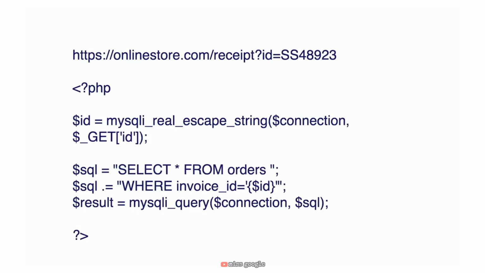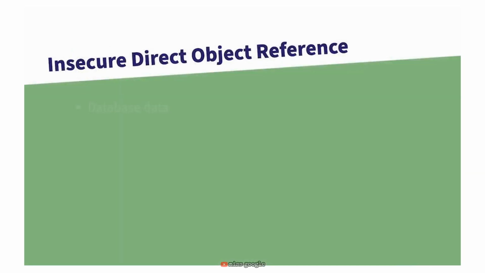Not only could anyone use the same URL to access this invoice, but entering other invoice IDs such as SS48924 or 25 or 26 would most likely provide insecure access to other invoices. And those invoices might reveal someone else's name, address, phone, items they ordered, their credit card, or more. And it doesn't just have to be database data. It can also be files, directories, scripts, or even functions.